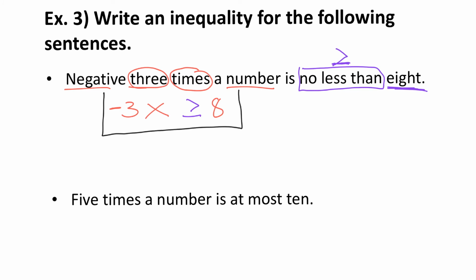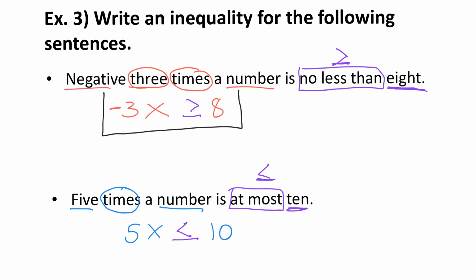The next one says 5 times a number. So I'm going to have 5x is at most. So we have to understand what is at most. So at most means less than or equal to, and we have a 10. So I'm going to put less than or equal to and 10 right here. So like I said, guys, I'm not going to solve the inequality. You guys can do that, but that is the inequality from a sentence. 5 times a number is at most 10 is translated to an inequality. 5x is less than or equal to 10.